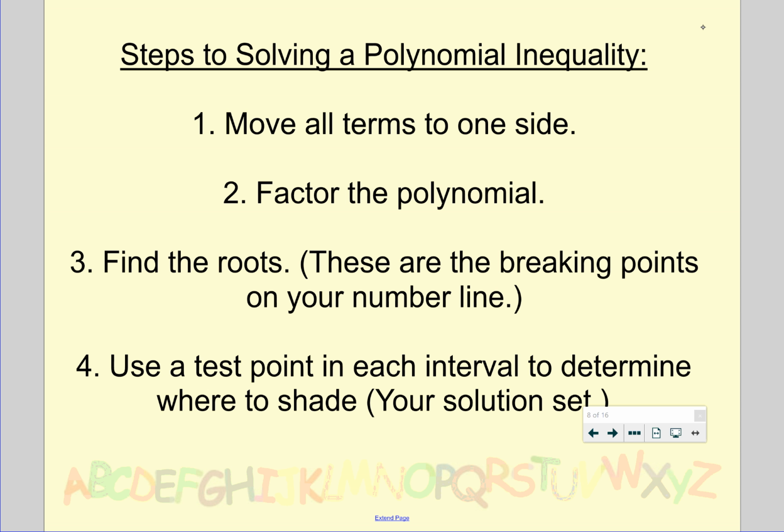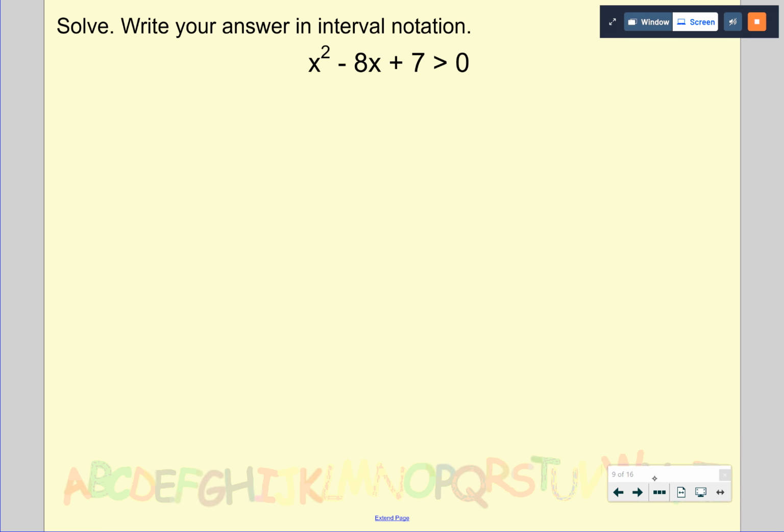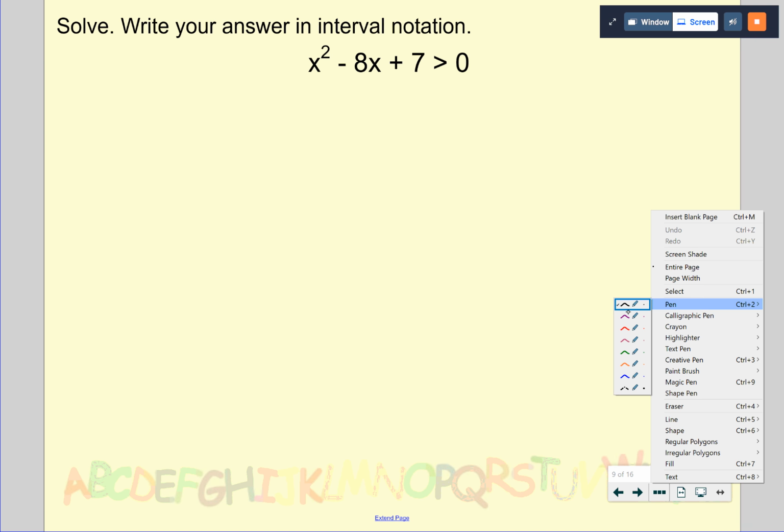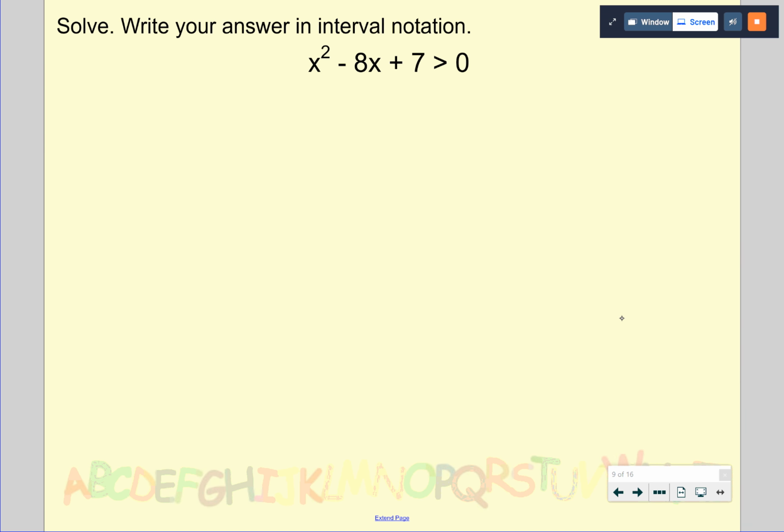All right, so let's see what one of these looks like. Start with this one. Solve, write your answer in interval notation. x squared minus 8x plus 7 is greater than 0. All right, so to start these problems, we want everything on one side, which it is here. We want it compared to 0. We have 0 on one side. That piece is done for us.